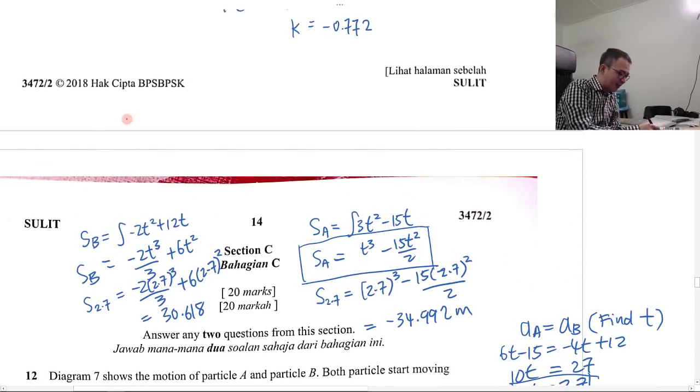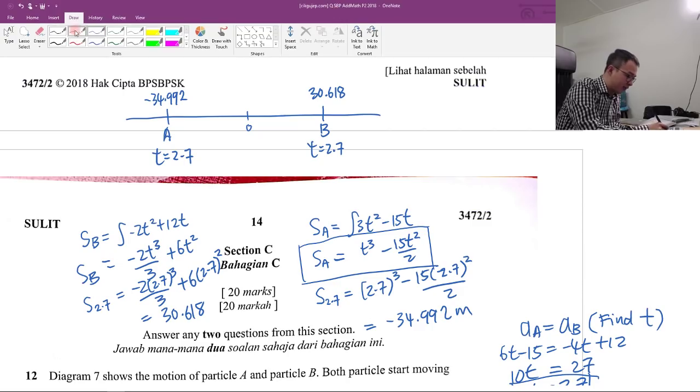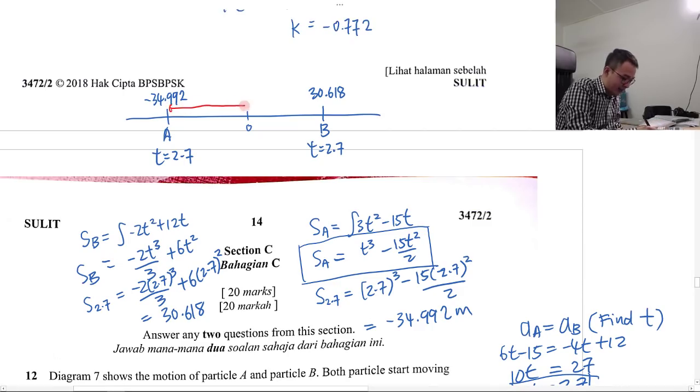It means the particle A will be, let's say this is the origin, the particle A will be here at negative 34.992 when time equals 2.7, and particle B will be over here when time equals 2.7. They were at 30.618. So this question is trying to find the distance between A and B at this moment.